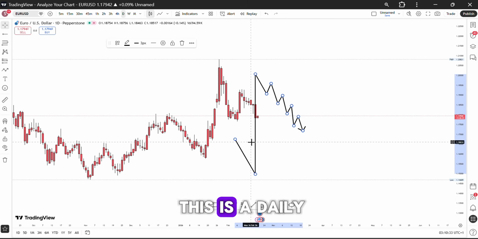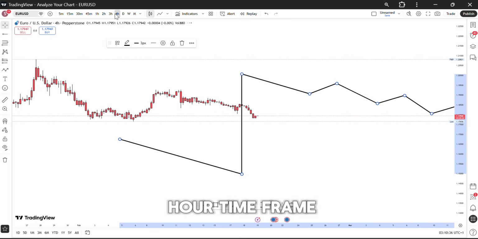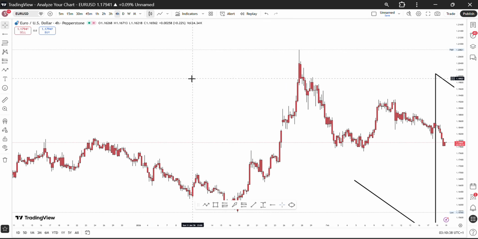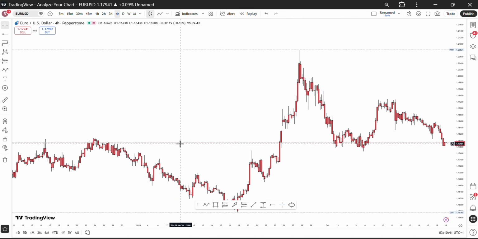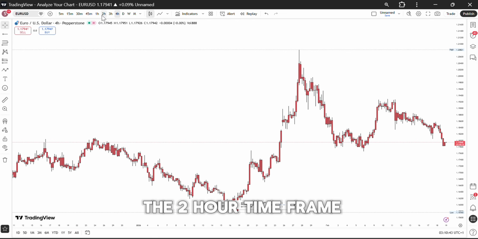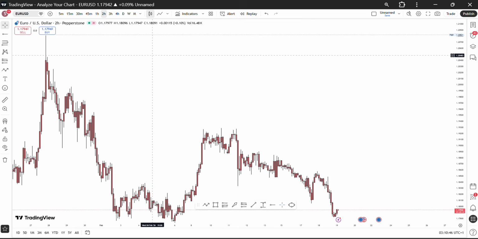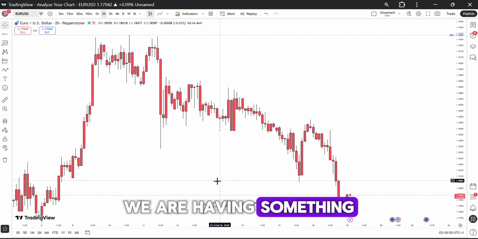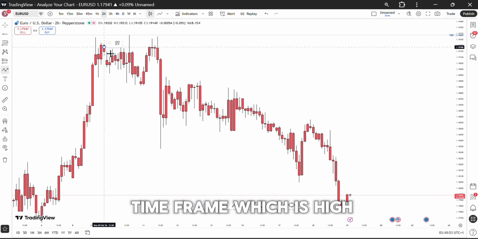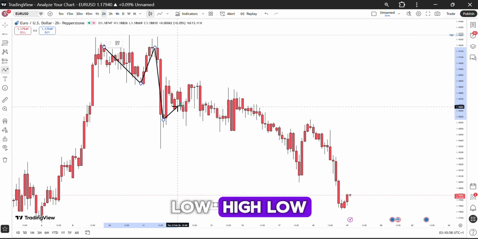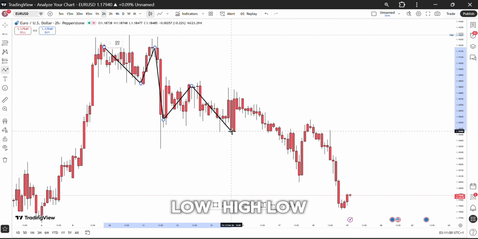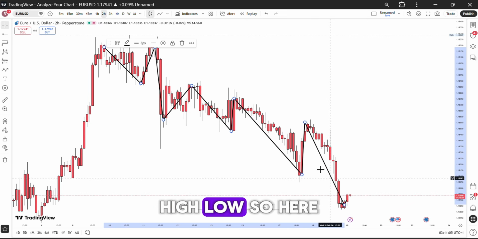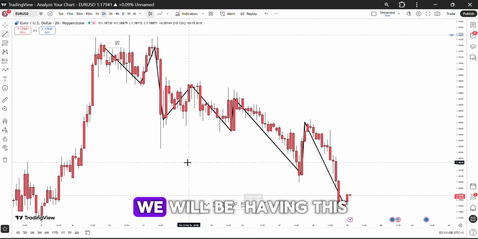So this is the daily time frame. This is a 4-hour time frame. This is how it looks. So let's go to the 2-hour time frame. As you can see on the 2-hour time frame, we're having something like this, which is high, low, low, high, low, high, low, high, low, high, low.